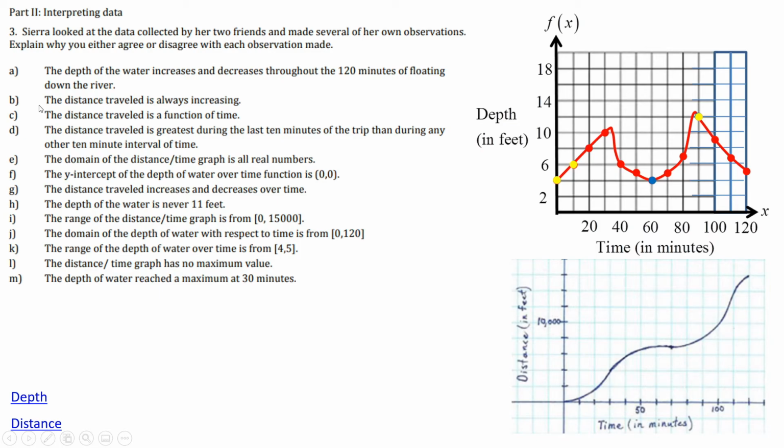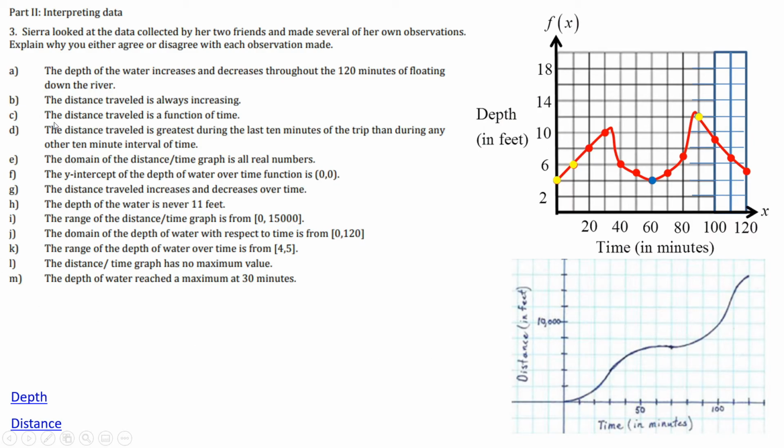Part B, the distance traveled is always increasing. So distance traveled, that's Maria's distance graph right there. All right. And it looks like this is strictly increasing throughout its entire domain. So the distance traveled is always increasing. I can agree with that too. It looks like it might be horizontal just for a small interval, but we'll give you that.